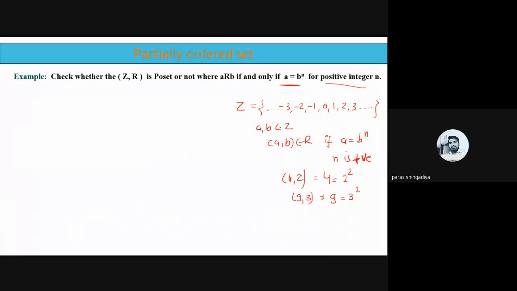Can we include 5 and 5 in the relation? Is it true? Can I include this pair in the relation? Ethel, what is the answer? Can we include 5, 5? As I considered 4, 2 because it satisfies 4 is equal to 2 squared, a is equal to b raised to n. 9, 3, I include because 9 is equal to 3 squared. Clear? So can we include 5, 5 in this relation?